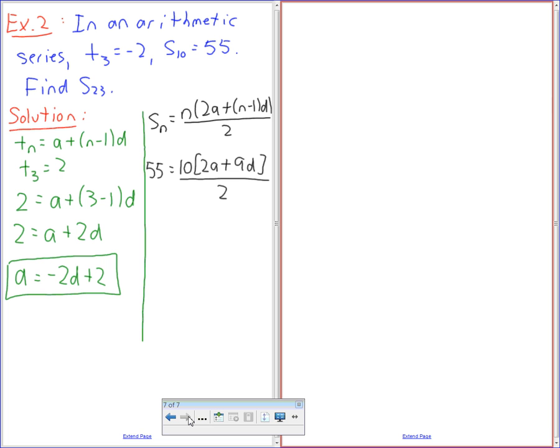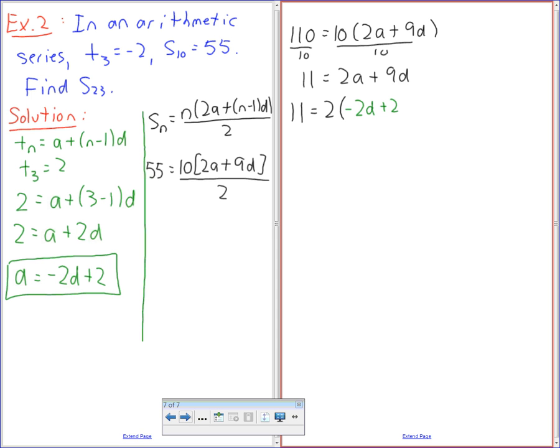I'm going to go to the next page here. I'm going to hopefully simplify this a little bit. I'm going to get rid of the divided by 2 and call that 110 equals 10 times (2a plus 9d). Then I'm going to divide by 10. Say 11 equals 2a plus 9d. Now I'm going to sub in a from the left-hand side, so I'm going to say 2(-2d plus 2) plus 9d. So I'm going to say 11 equals negative 4d plus 4 plus 9d.